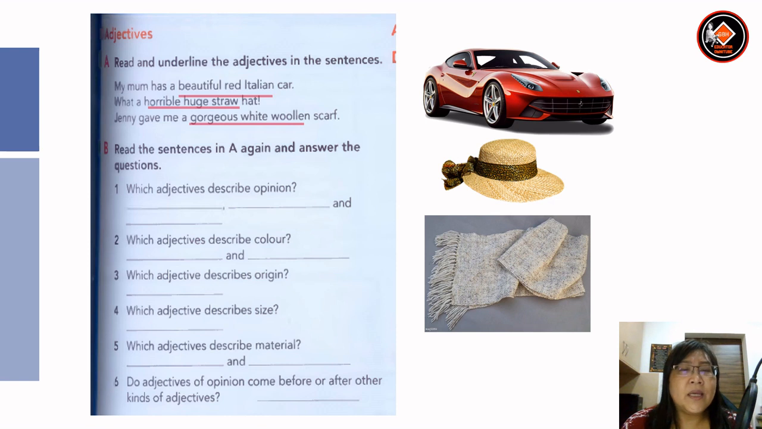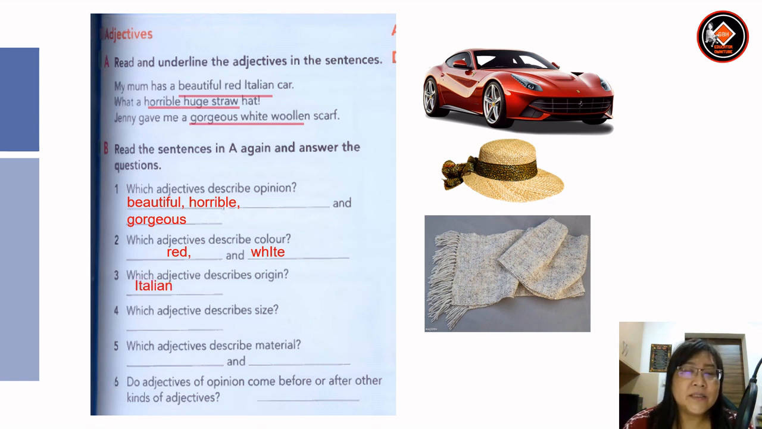Number 1, which adjectives describe opinion? So the adjectives for opinion are beautiful, horrible, and gorgeous. Question 2. Which adjectives describe color? The adjectives are red and white. Number 3. Which adjective describes origin? So the answer is Italian.